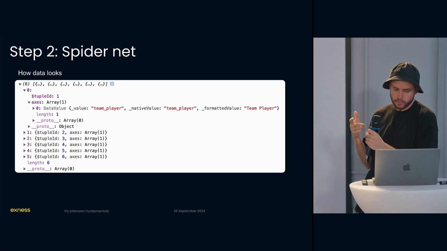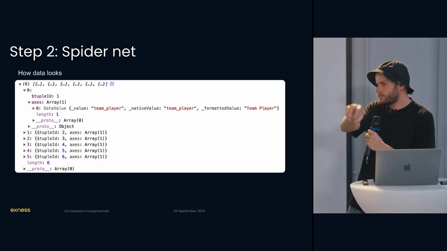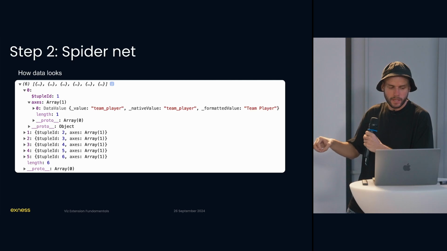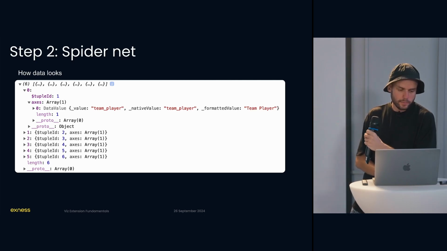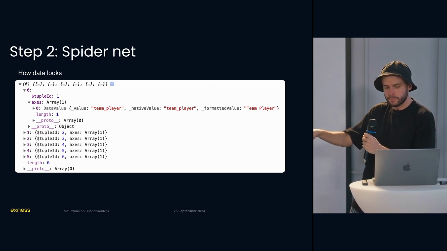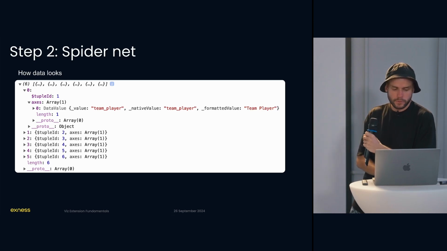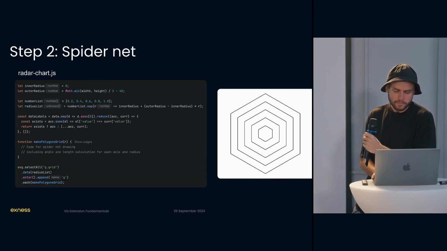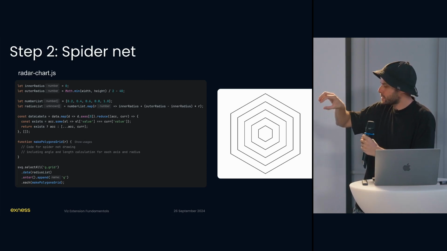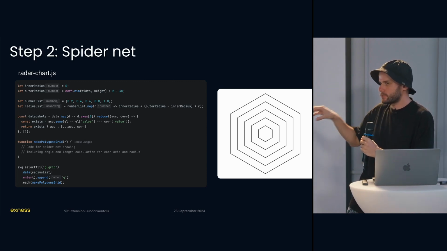Now let's see how data looks if we drag and drop some field to this mark. Now we see 6 elements in one array, and each element contains ID and the axis that we created previously. So, for example, for this item, we have axis team player. So we drag and drop a metric from our data source, and the first element is team player. So we have 6 elements in the array. It's our 6 metrics from the data source.